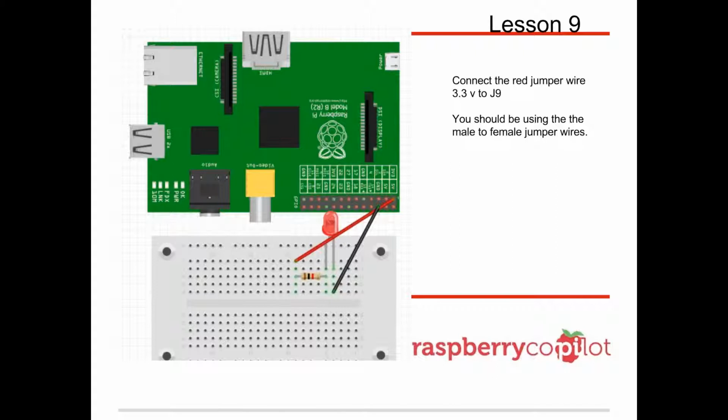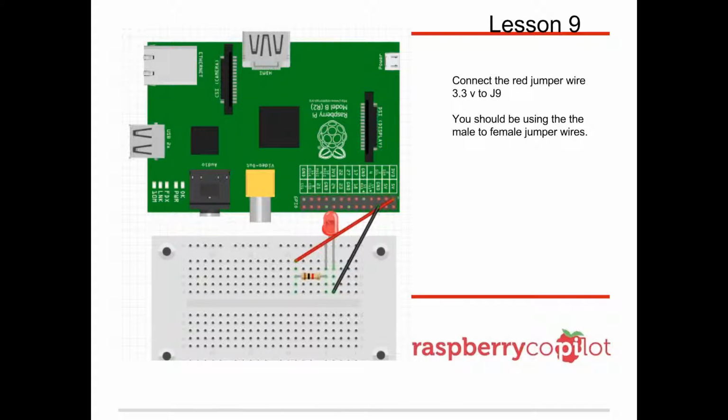Yes, Anna. How do you know which one's female and which one's male? Okay, you want to use the male side, which is the pin that's sticking out. The female side you will plug into the GPIO. Can you say that again?